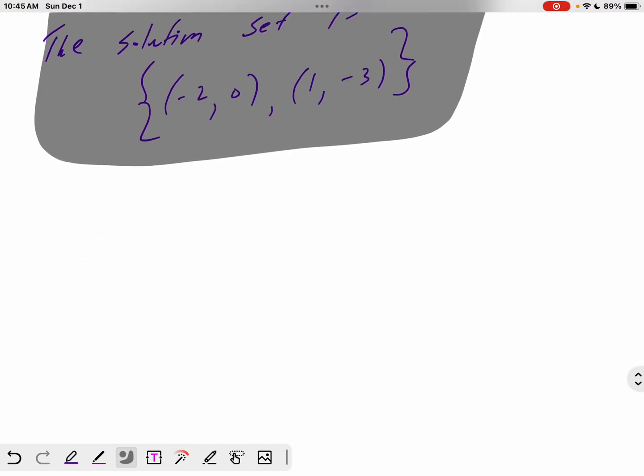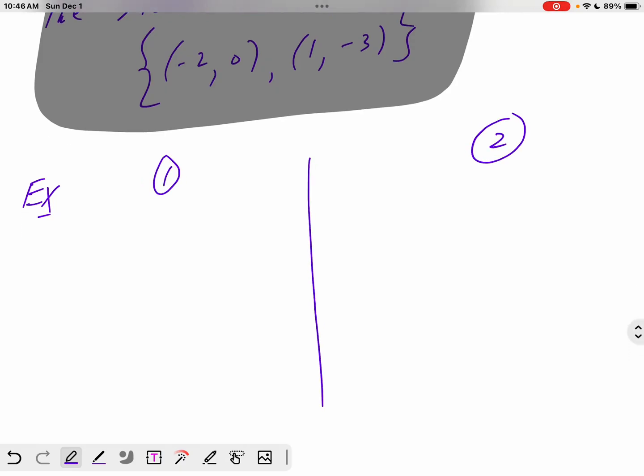Next one we can do similarly, but make sure you pause the video and try it yourself. So for example, solve this one. The first equation is very similar to the last one: x squared minus y equals 0. And this is x plus y equals 2.